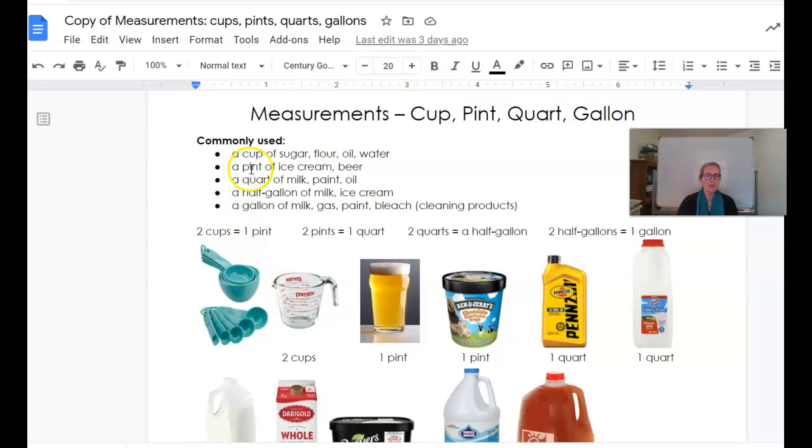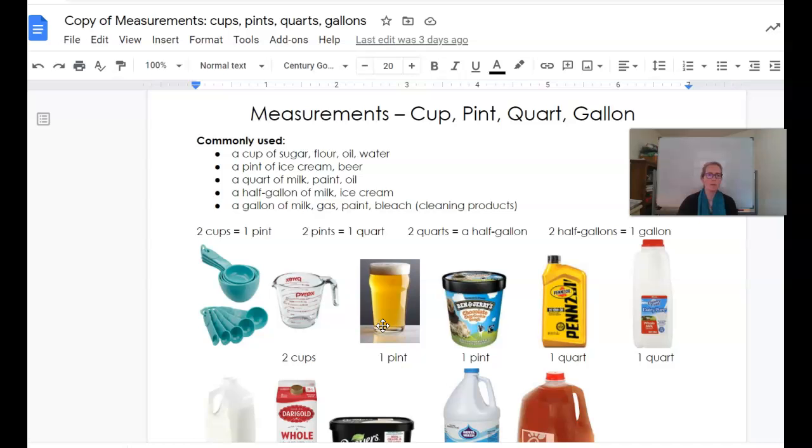A pint. You have 2 cups in 1 pint. So a pint, we talk about a pint of ice cream. I have a pint of ice cream. Here's Ben & Jerry's ice cream. If you go to a bar and order a beer, they serve you 1 pint. This is 1 pint of beer.